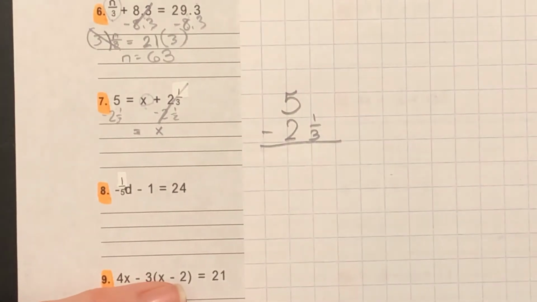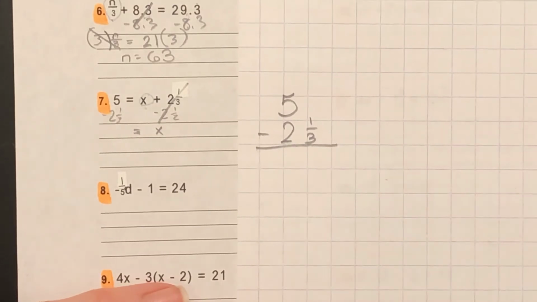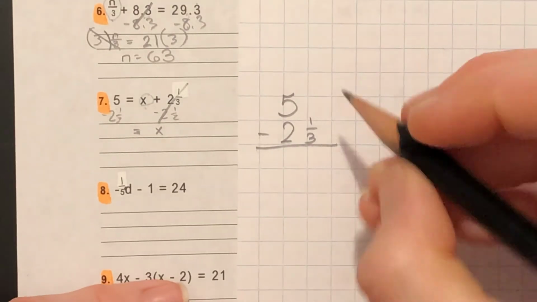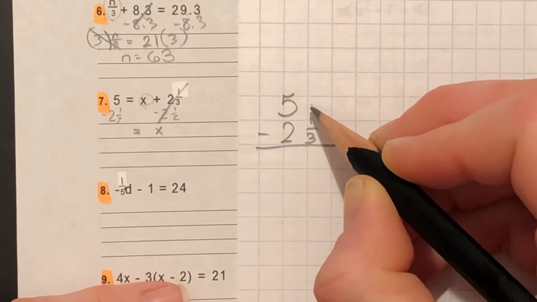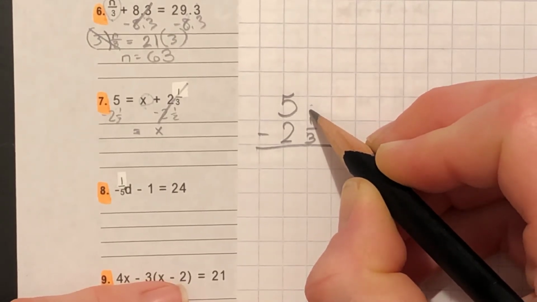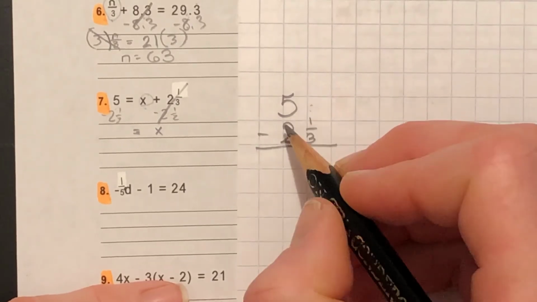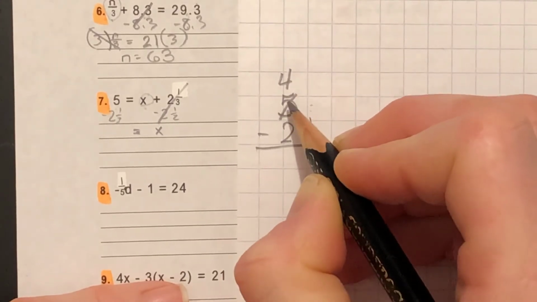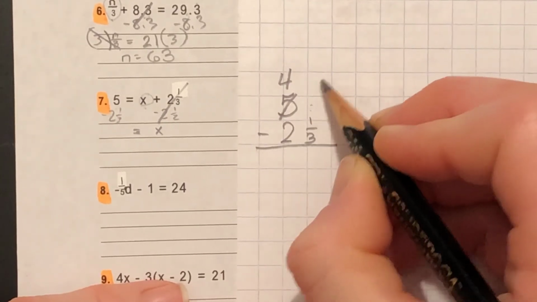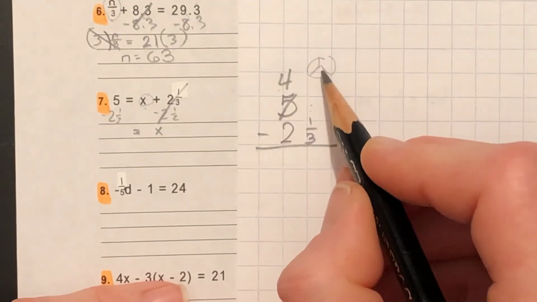And wouldn't you know, I have a fraction in my algebra and I have to regroup. If you have nothing here and you have to take 1/3, you've got to get some fractional parts. If you have 5 wholes, you definitely have plenty to spare. So I'm going to take one of these 5 wholes and break it into thirds. So now I have 4 wholes and 3/3.